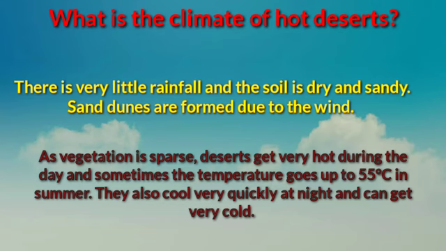What is the climate of hot deserts? There is very little rainfall and the soil is dry and sandy. Sandy dunes are formed due to the wind. As vegetation is sparse, deserts get very hot during the day and sometimes the temperature goes up to 55 degrees Celsius in summer. They also cool very quickly at night and can get very cold.